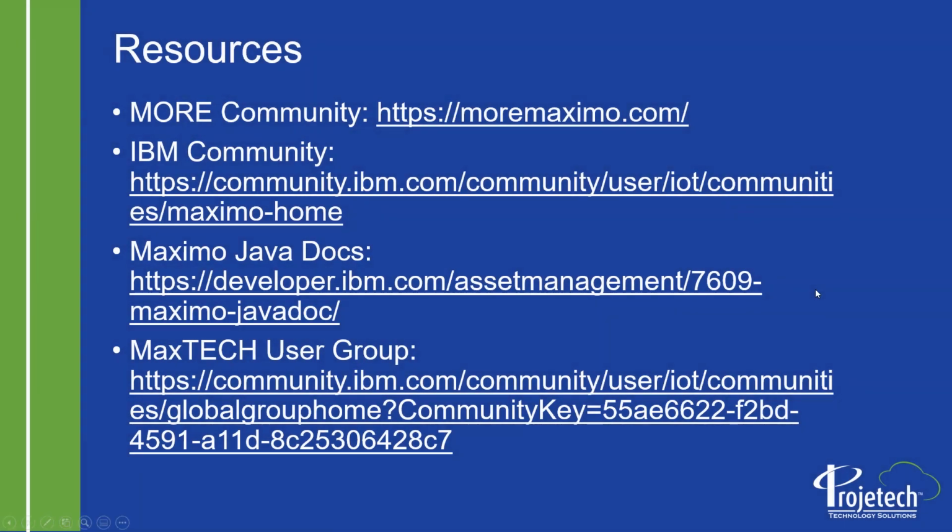So definitely try to go to the communities. It's a great place to ask questions. Definitely try to make an effort yourself, but if you have questions, go to the IBM community. Definitely look at the IBM Java docs, even though they're a little bit outdated because this only shows for 7.6.0.9. It's still extremely helpful to know what functions and methods are available without having to decompile Java. I also put in the MaxTech user group.